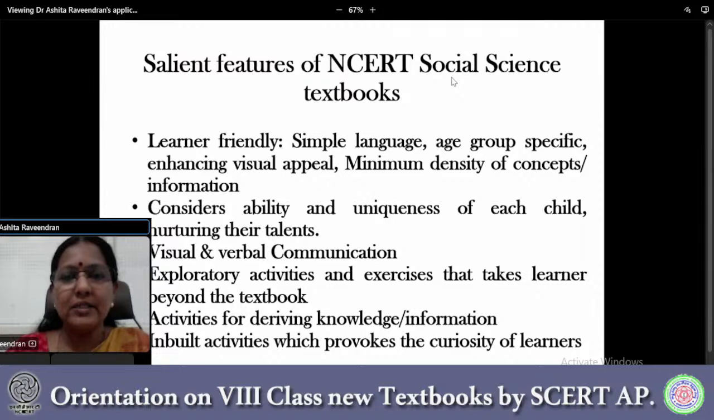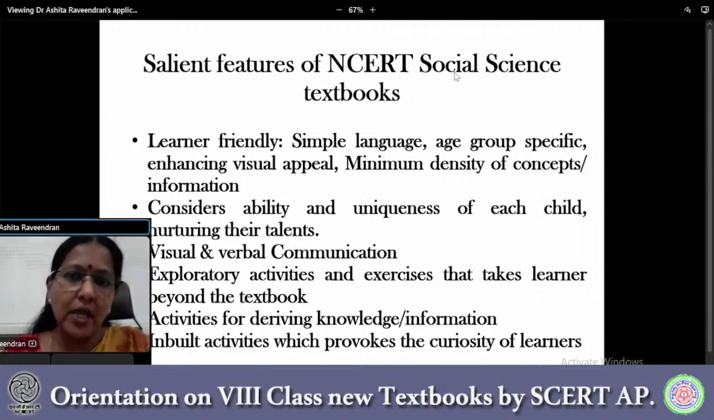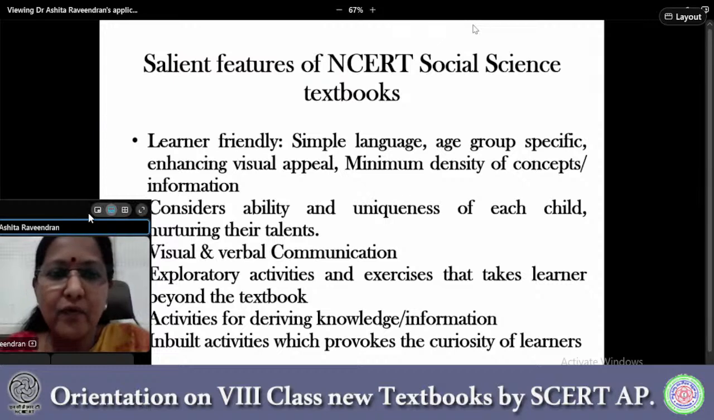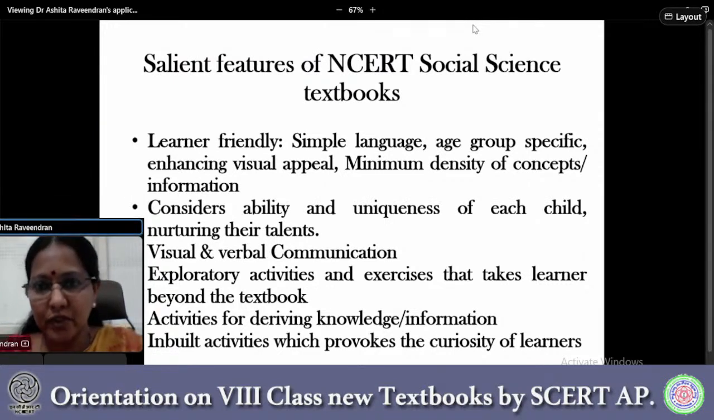Now, let's look at what the major features of these NCERT social science textbooks are. As we have already stated, the NCERT textbook, which was brought out after the National Curriculum Framework of 2005, has a slight deviation from the earlier textbooks.